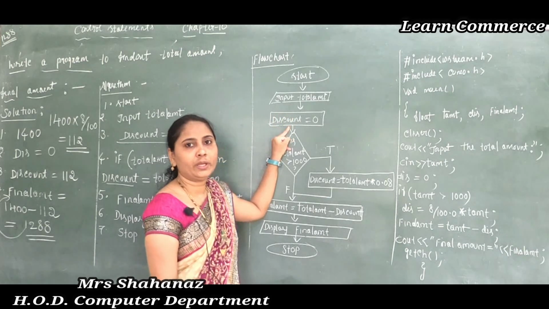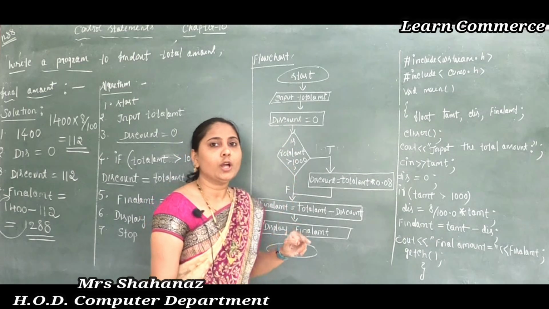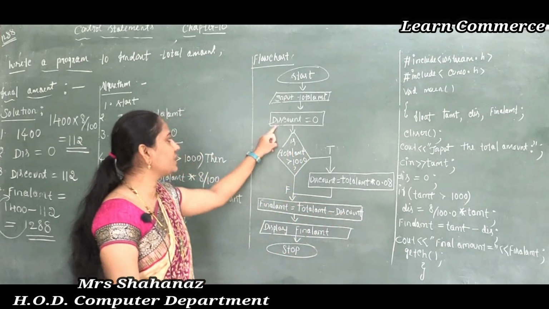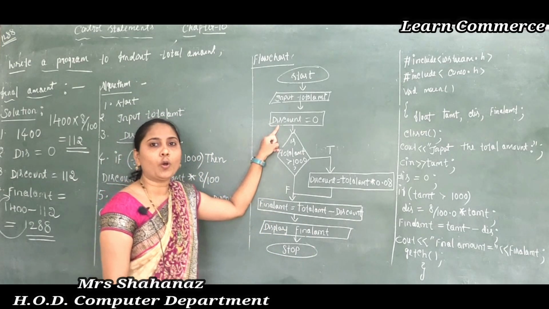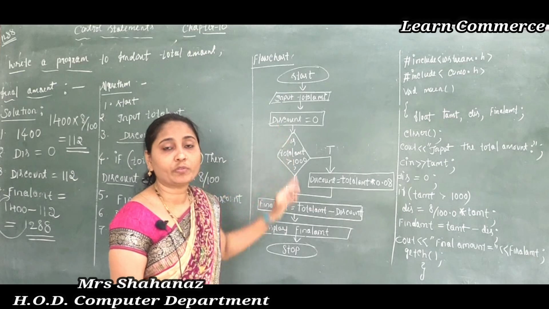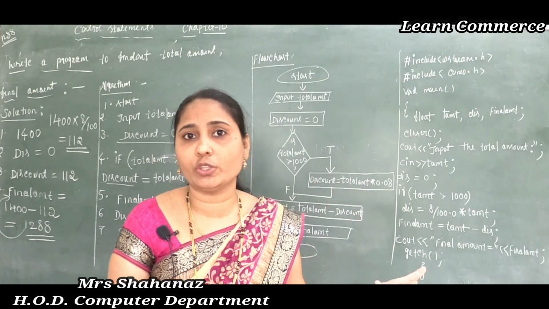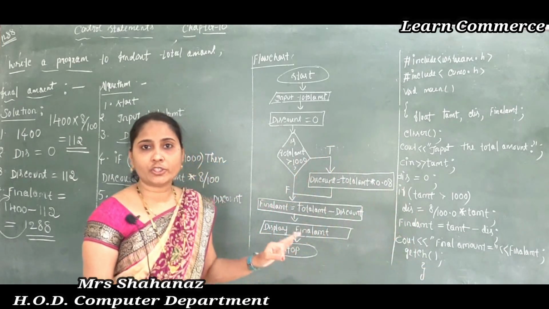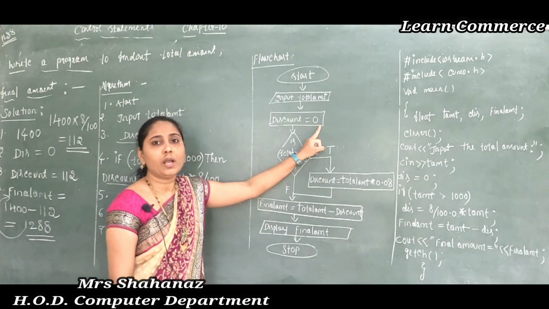Then I am doing one process calculation and assigning a value to our variable discount. So discount value is equal to 0. By using the process symbol, I am doing this operation. When you are assigning or initializing some value to a variable, you have to remember that this process symbol is going to be used. So discount value is equal to 0.